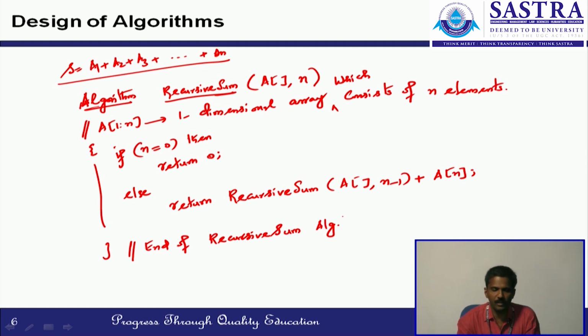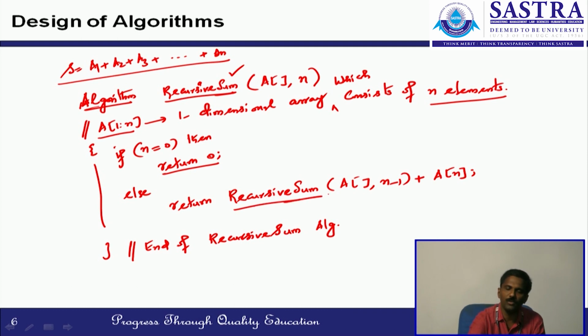Now consider this algorithm. Algorithm name is recursive sum, which takes the formal parameters A array comma n. Initially, n elements are passed as input parameter to this recursive sum algorithm. Capital A is a one dimensional array which consists of n elements. We need to find the sum, S is equal to A1 plus A2 plus A3 plus etc. An. If n is equal to 0, then the value to be returned is 0. Else return recursive sum A array comma n minus 1 plus An.